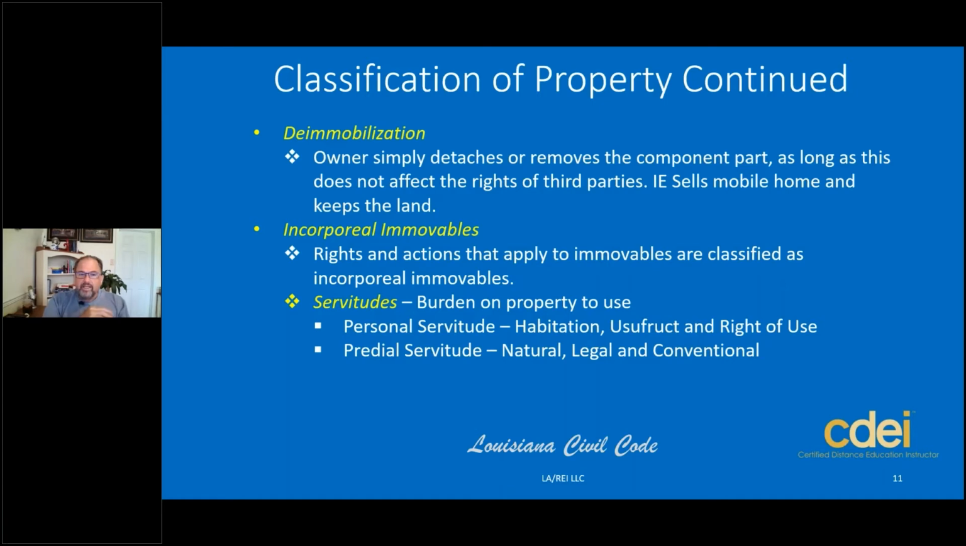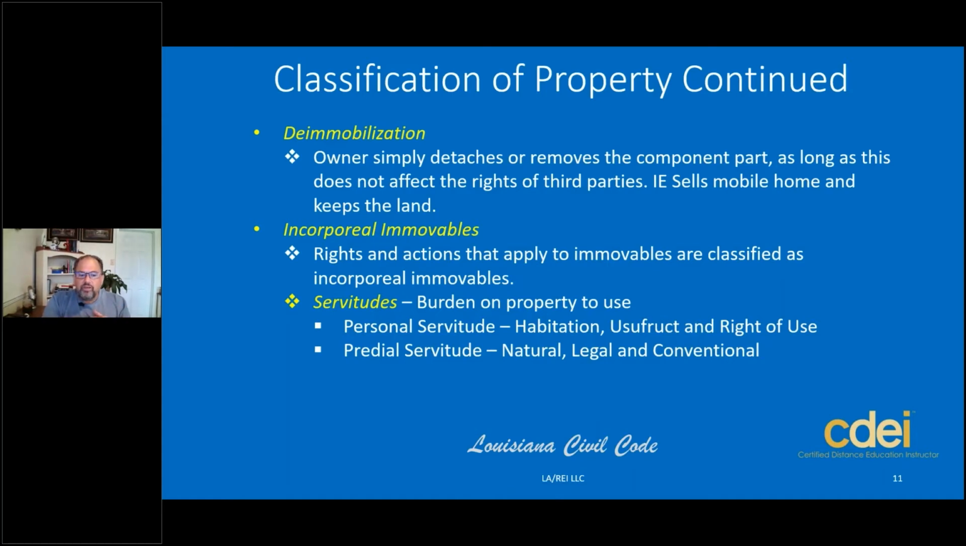But it's more so in Louisiana if you sell a mobile home. Let's say you own property and you got a mobile home on it, and you now want to build a house, for example. So you want to get rid of the mobile home and sell it. Well, through the term demobilization, as long as it doesn't hurt any rights to any third parties, you can sell the mobile home and keep the land. You're de-immobilizing it from an immovable, converting it to a movable. And as little as pulling a ceiling fan down, you're doing the same thing.